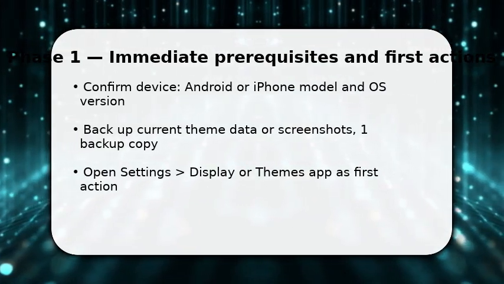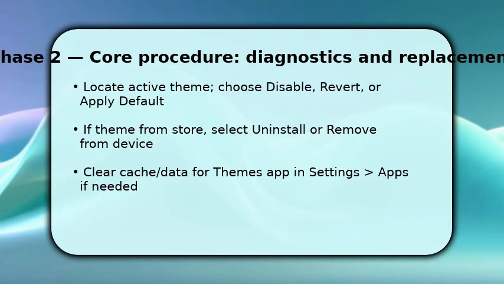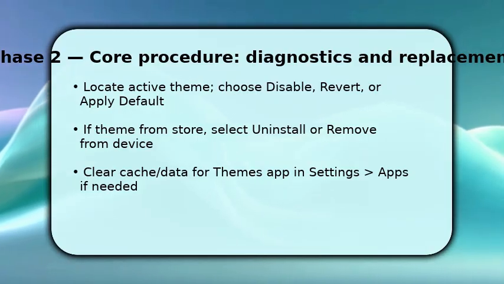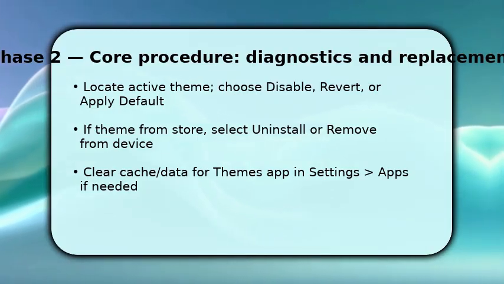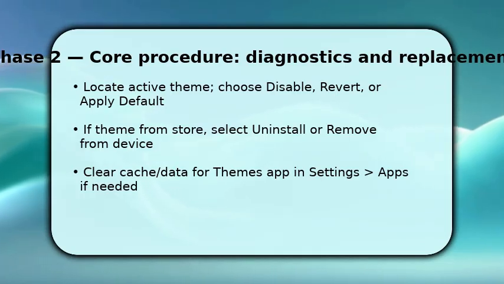You will now disable or uninstall the active theme. Find the active theme listing and choose Disable, Revert, or Apply Default so system icons and fonts return to stock. If the theme was installed from a store, tap Uninstall or Remove to eliminate files.